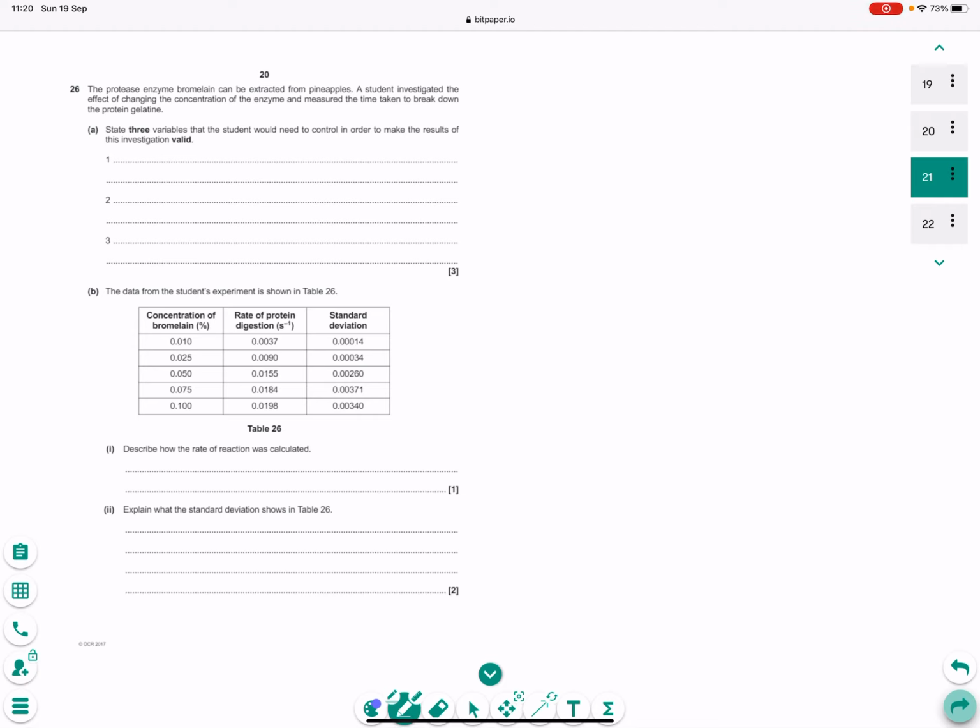Right, 26. The protease enzyme bromelain can be extracted from pineapples. Well, that's nice to know. A student investigated the effect of changing the concentration of the enzyme and measured the time taken to break down the protein gelatin. Okay, so this is a protease. State 3 variables that the student would need to control in order to make the results of the investigation valid.